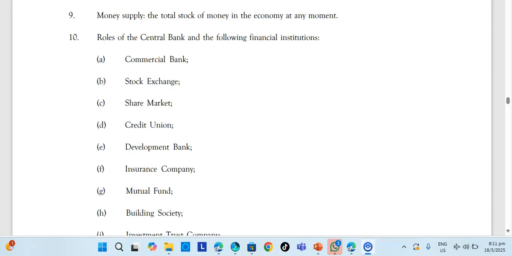A stock exchange is a marketplace where shares, stocks of companies are bought and sold. The main functions are: allow companies to raise capital by selling shares, provide a platform for investors to buy and sell shares, and help determine the market value of companies. Let's look at the share market. Role of the share market.